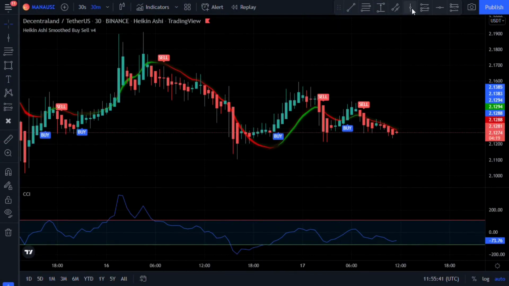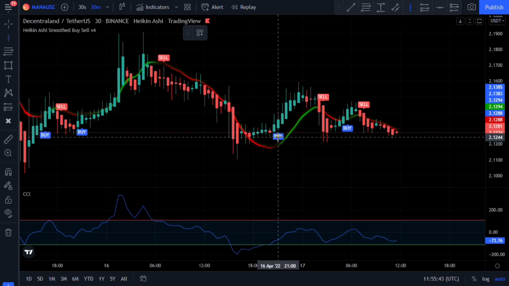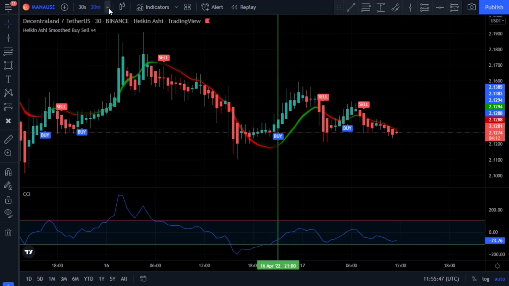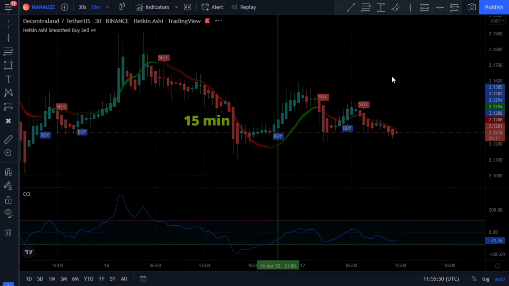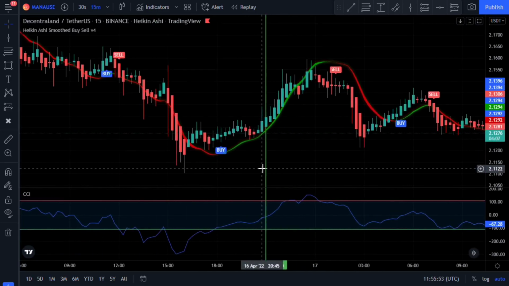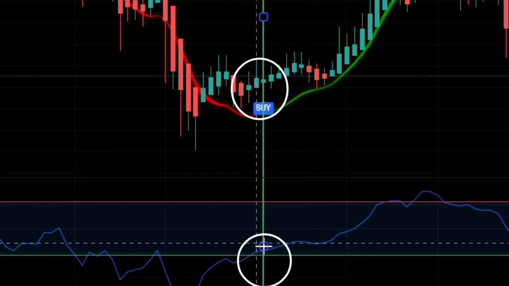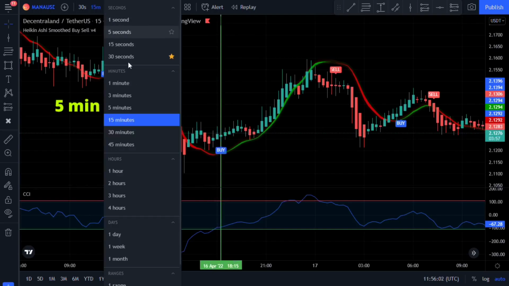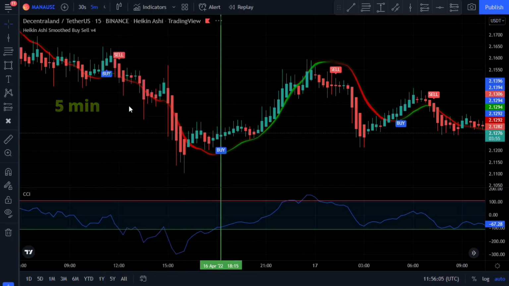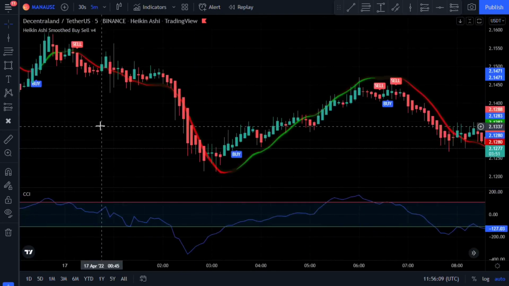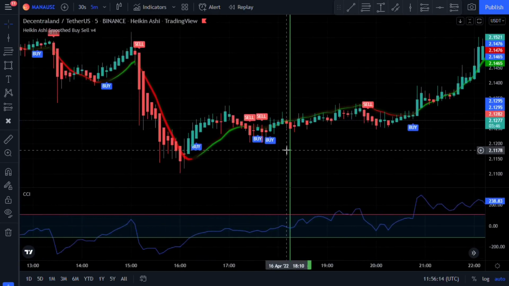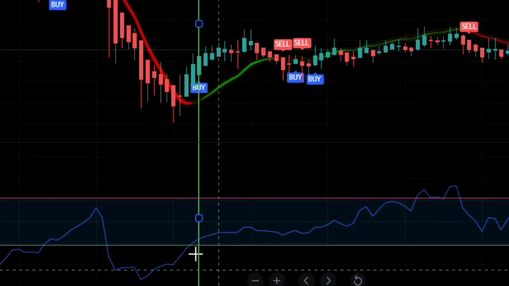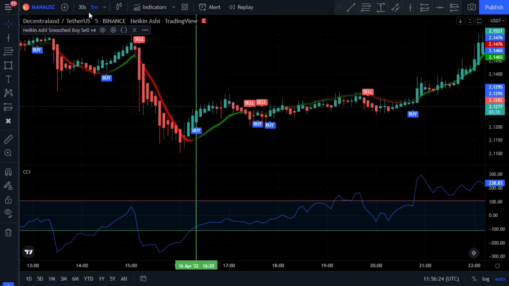Here, by drawing a vertical line, I specify the valid signal in the 30 minutes time frame. Then I change the time frame to 15 minutes. I put this vertical line again on the valid signal of the indicators. I lower the time frame one step, and set it for 5 minutes. I put the vertical line on the valid signal again. You notice, the desired signal is slowly becoming more accurate.